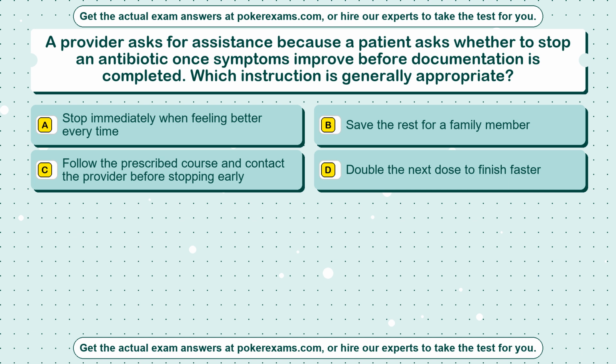Which instruction is generally appropriate? Option A. Stop immediately when feeling better every time. Option B. Save the rest for a family member. Option C. Follow the prescribed course and contact the provider before stopping early. Option D. Double the next dose to finish faster.